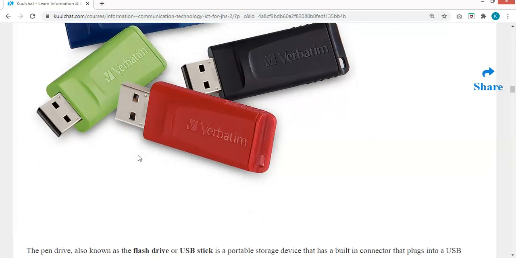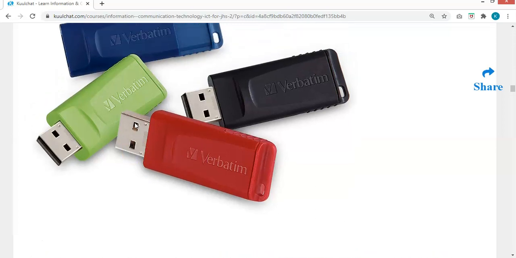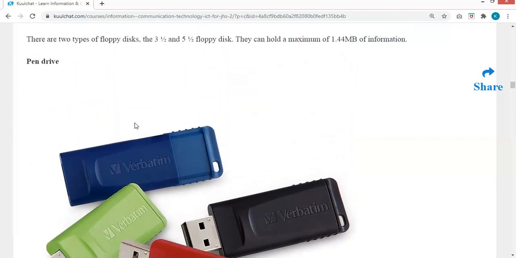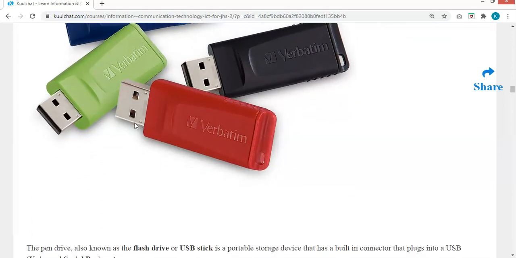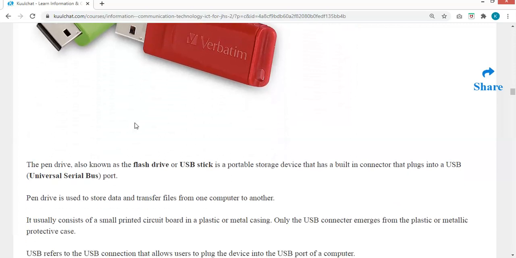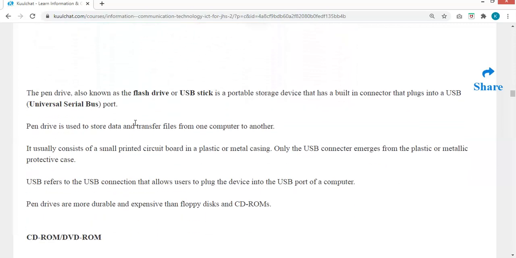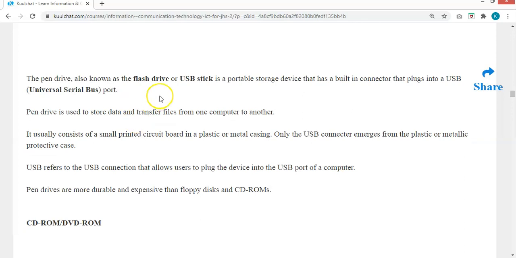So once you connect to it, then the drive will be synced, so you can put your data into it. Okay, so that's the pen drive. So we'll talk briefly about it. The pen drive, also known as the flash drive or USB stick, is a portable storage device that has a built-in connector that plugs into the USB port.